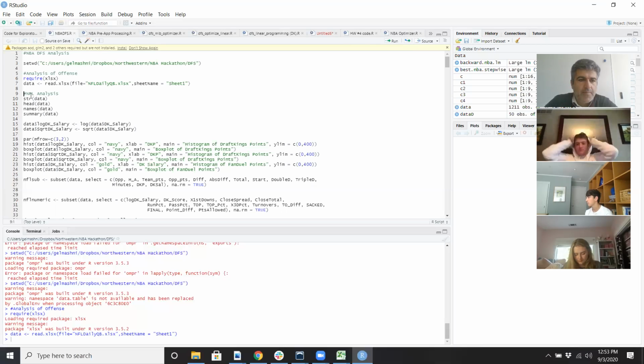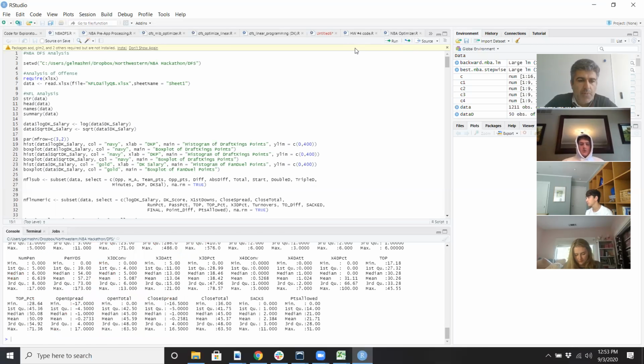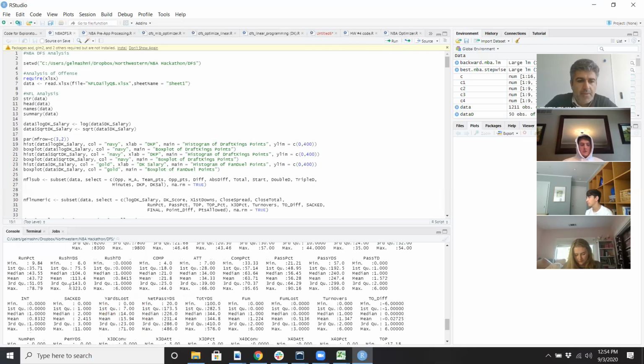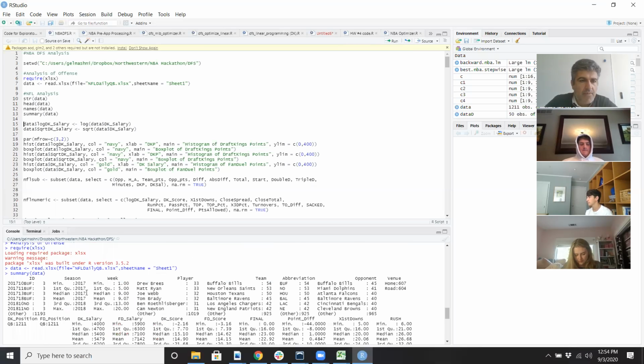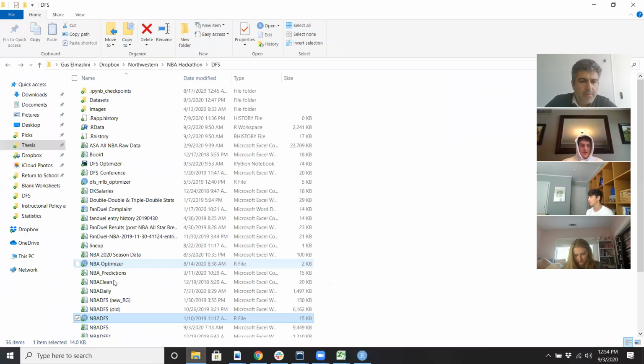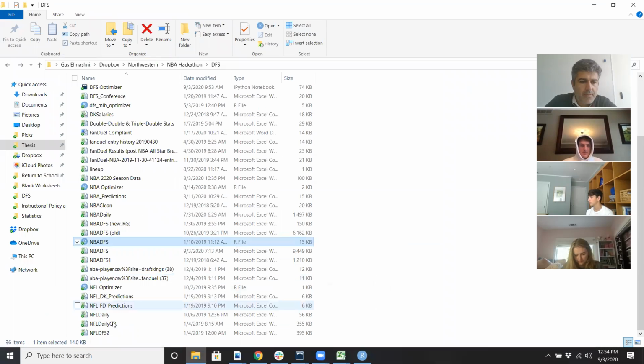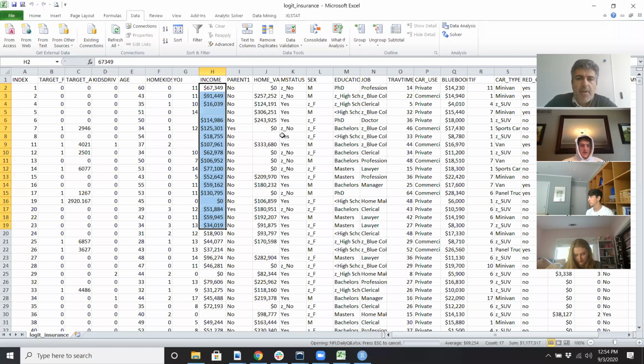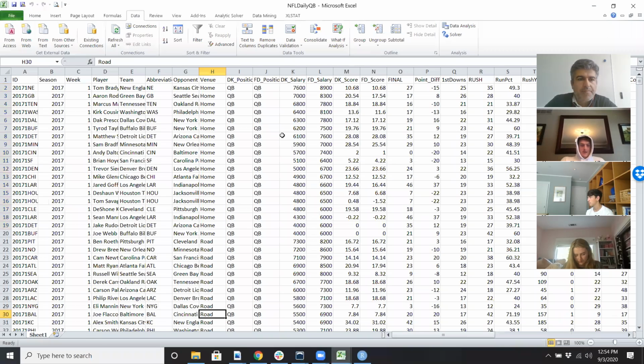And of course, if I want to see a summary of my data, it tells me all the different variables here. And if I were to open up that file, here you can see each row represents an NFL team from a different week. Actually, sorry, these are NFL players, my bad. Each row represents an NFL player.